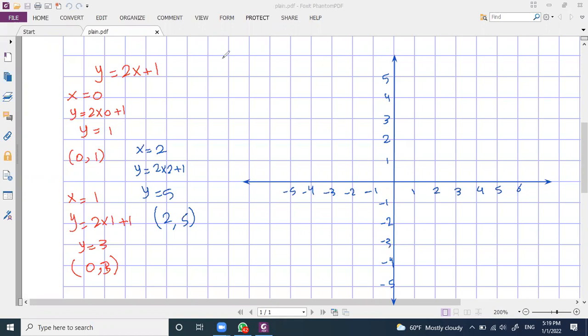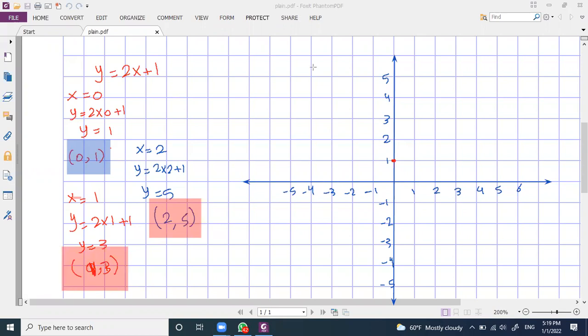The first ordered pair you have is 0 and 1. So where is 0 and 1? 0 and 1 is in this place, this point. Determine the coordinates 0 and 1. And the second ordered pair is 2 and 5. And the third ordered pair, I said that x equals 1. So 1 and 3. The third ordered pair is 1 and 3, not 0. So plot the points.